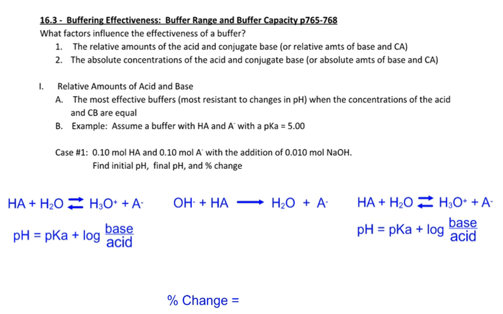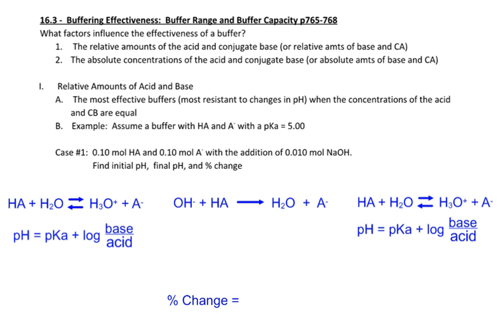So let's look at the first one, the relative amounts, the ratio, of the acid and the base. The most effective buffers, which are the most resistant to changes in pH, are when the concentrations of the acid and the conjugate base are equal. So if we have the same molarity of the acid and its conjugate base. For example, assume a buffer with this hypothetical HA and A- with a pKa of 5.0.